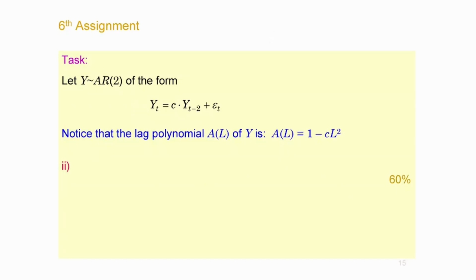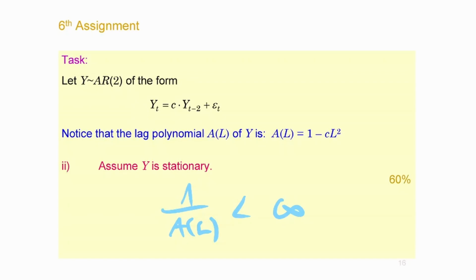All right, number 2, and based on that, assume that it's going to be stationary. And if it's stationary, then this means that the lag polynomial is invertible. So that means that the inverse of the lag polynomial is going to be finite. We talked about that. And I want you to find that expression. That consists of 60% of the total assignment, which is a relatively large percentage, right? But I want you to do this.